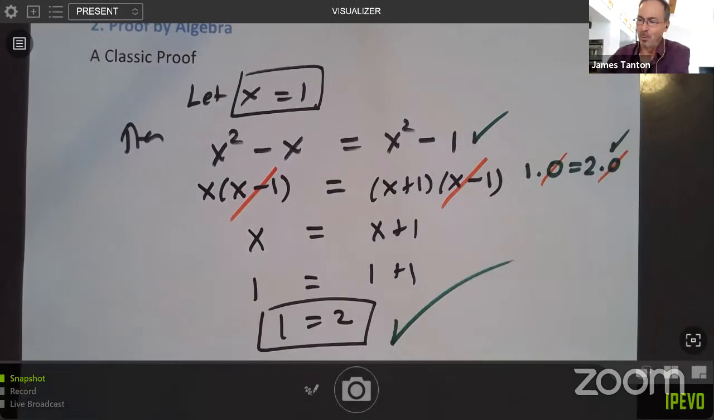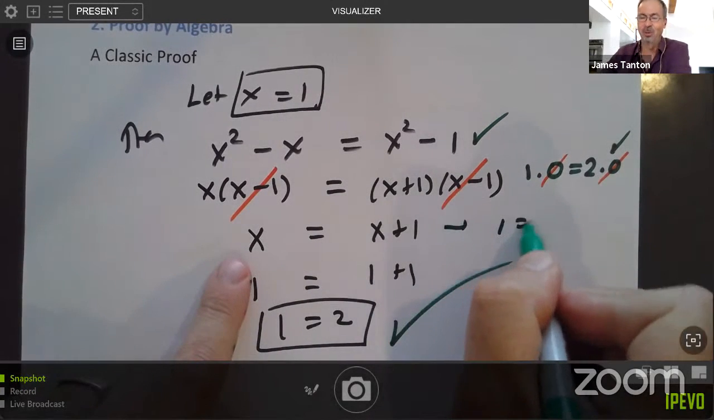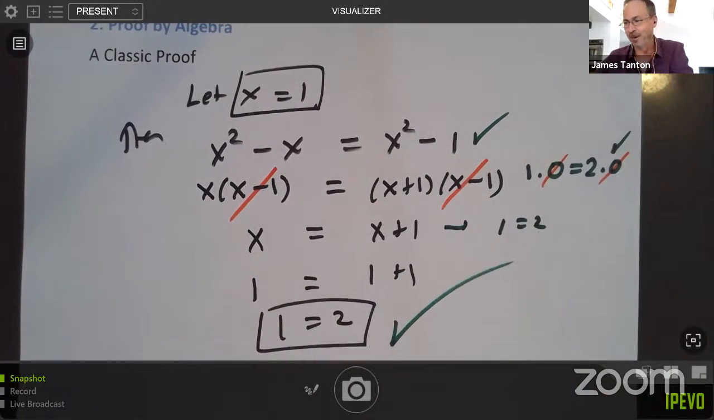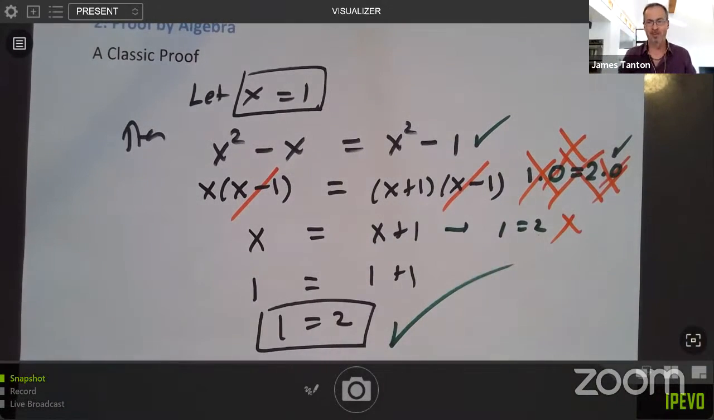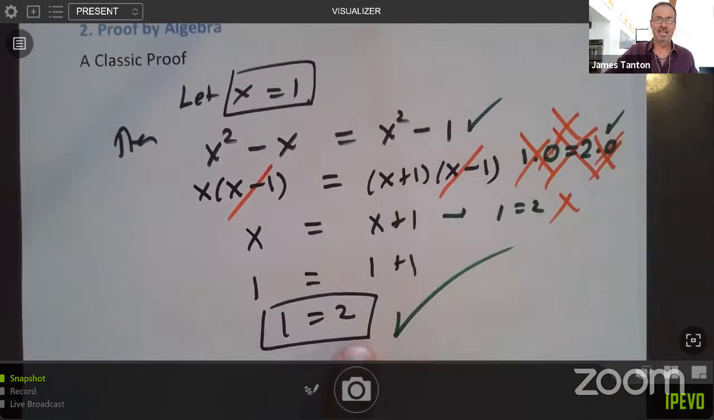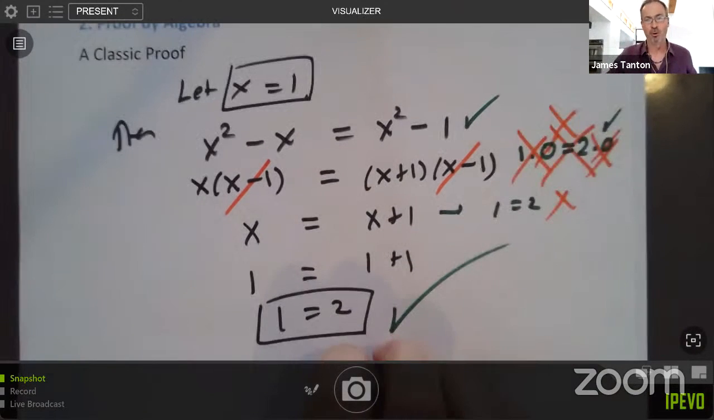And that got me into trouble, because that line is now saying 1 equals 2, because I can't divide by 0. Not allowed. Naughty, naughty James. You cannot do that. You caught me dividing by 0. If you divide by 0, all sorts of illegal things can happen. That means this proof is broken down.